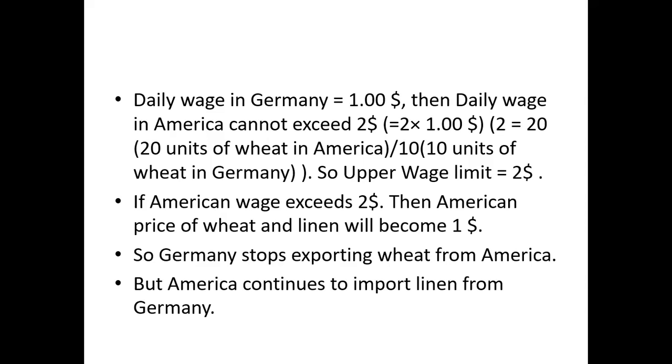If the American wages exceed $2, then the American price per unit for both wheat and linen would be $1. In such a situation, the export of wheat by America would be unprofitable and would stop, because 1 unit of wheat already costs $1 in Germany. Therefore, America will no longer import linen from Germany. As a result, the American balance of payment will become unfavorable. Gold will flow out to Germany and the prices and wages would fall in America and rise in Germany.